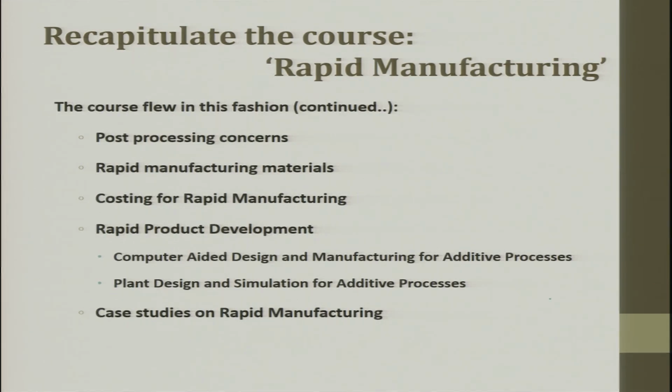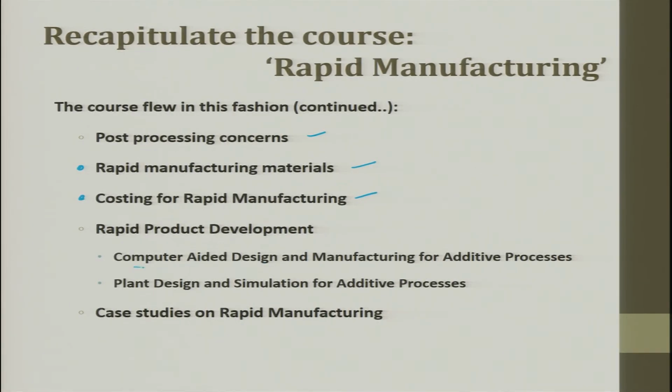Then we also talked about post-processing concerns. We saw the rapid manufacturing materials which are there. Costing for rapid manufacturing was also dealt with in this course. So, this too is very important. Costing is something which people always ask. One is capital cost, another one is recurring cost. So, we discussed that. Then rapid product development.